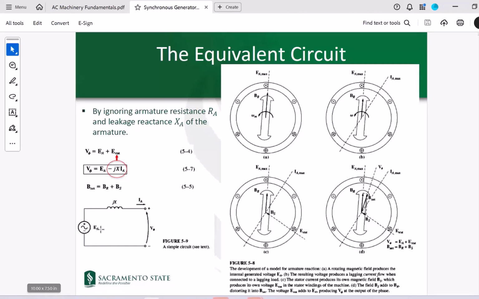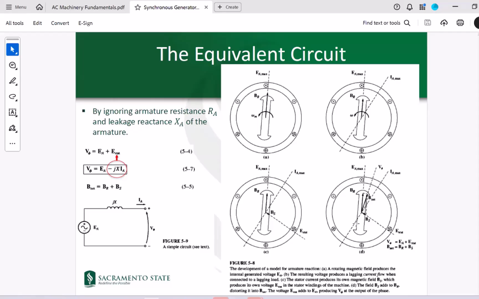So EA is your armature voltage. V phi is your terminal voltage. The difference between these two can be explained by a reactance of JX. And this IA is the current that is flowing in your generator. Now that you understood this concept, we can add up the components associated with the resistance as well as the component of the leakage reactance, if that makes sense.